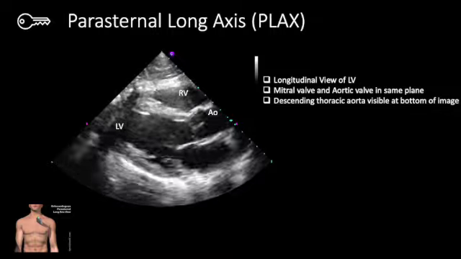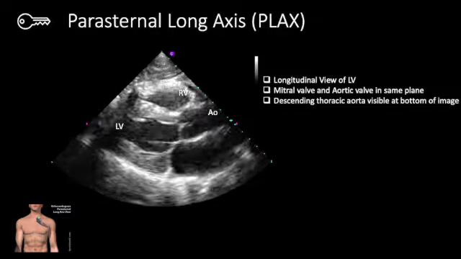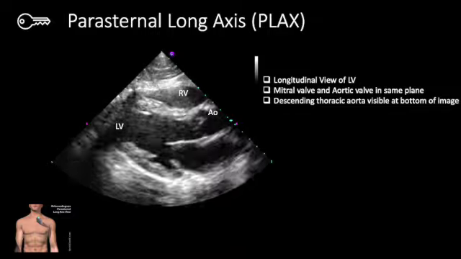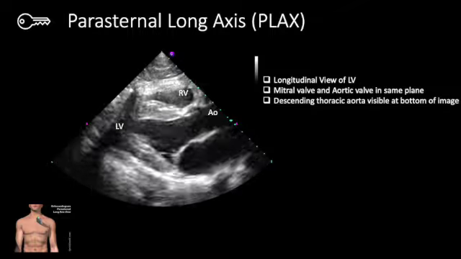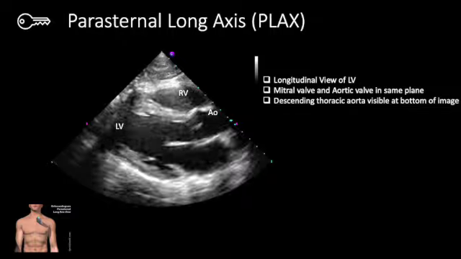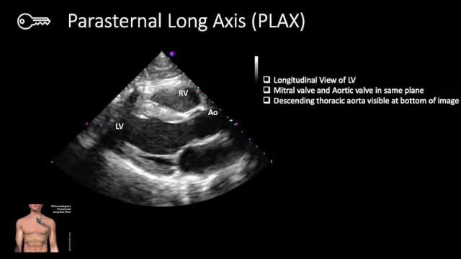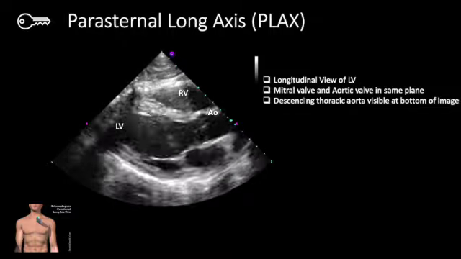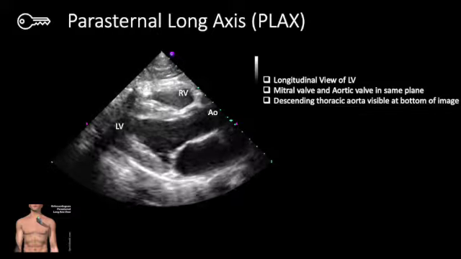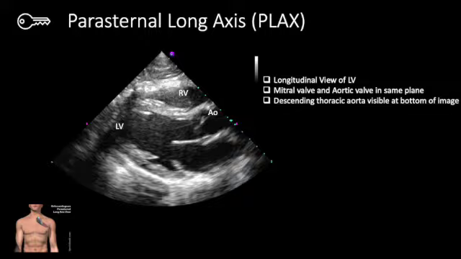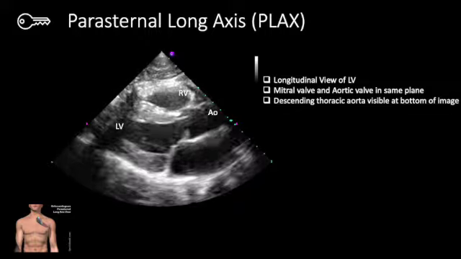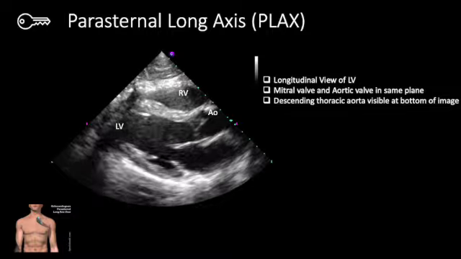Our quality checklist for this view consists of a longitudinal view of the left ventricle, making sure that we're not cutting it off at an oblique angle and underestimating the volume. The mitral and aortic valves should both be visualized in the same plane, and the depth should be set deep enough to see the descending thoracic aorta at the bottom of the screen, which I would argue isn't 100% clear in this clip. This window is particularly useful for the evaluation of left ventricular function.